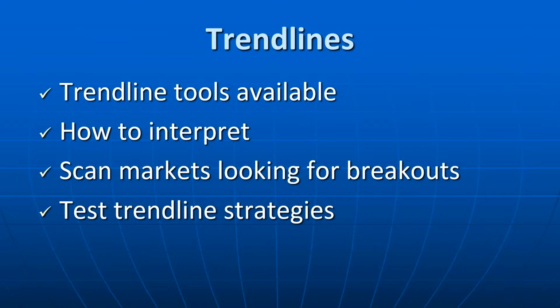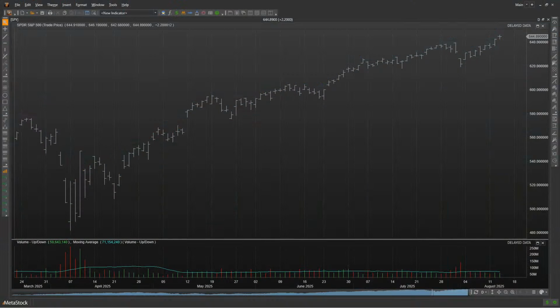So a lot of different ways to go about this. Let me jump over here to the program, and we'll start with a chart of the SPY. The SPY is just an ETF, the S&P 500. And over here on the left-hand side, this is the main trend line tool that most people are familiar with.